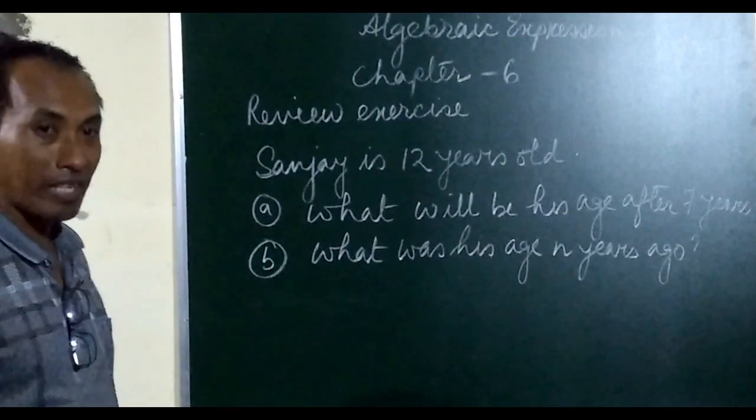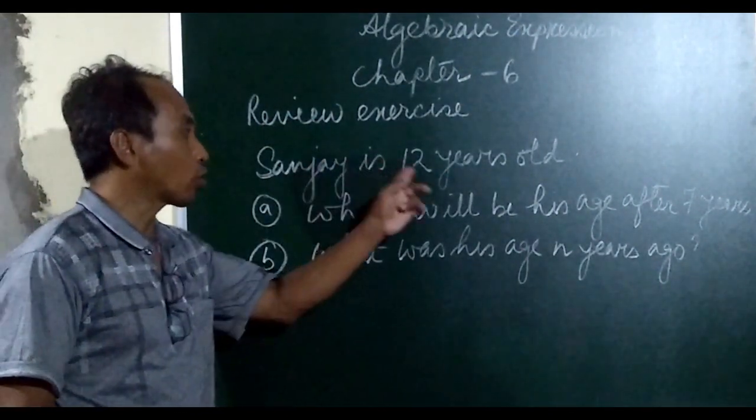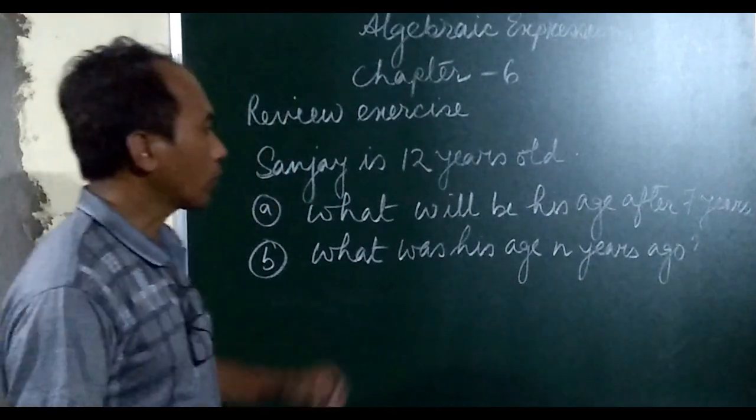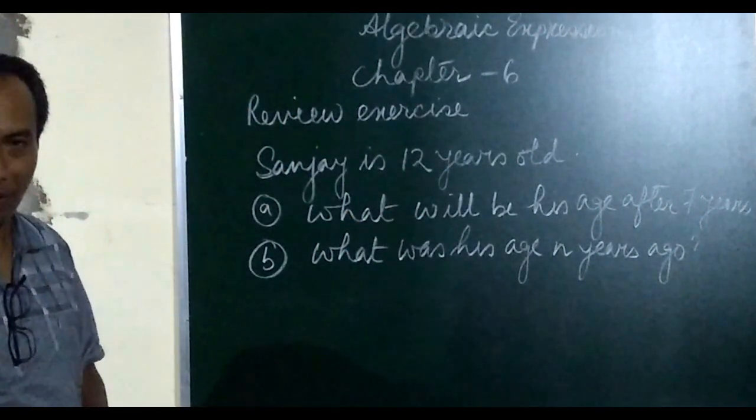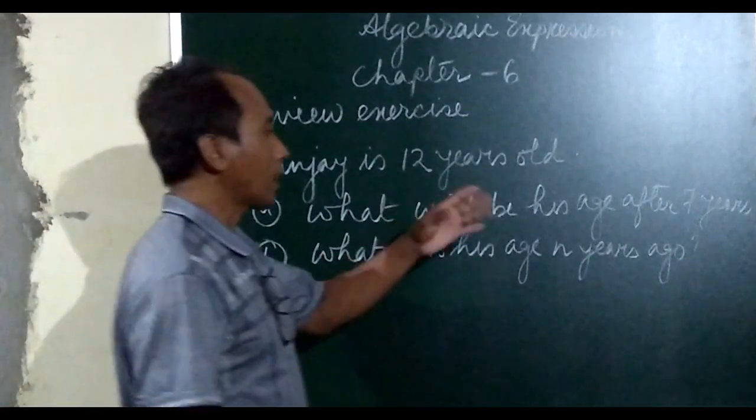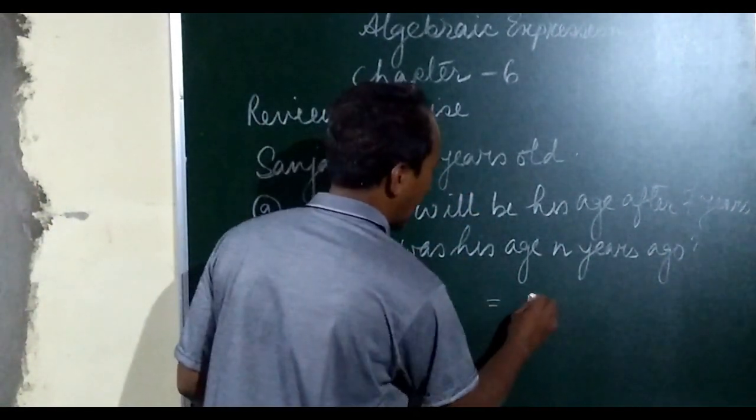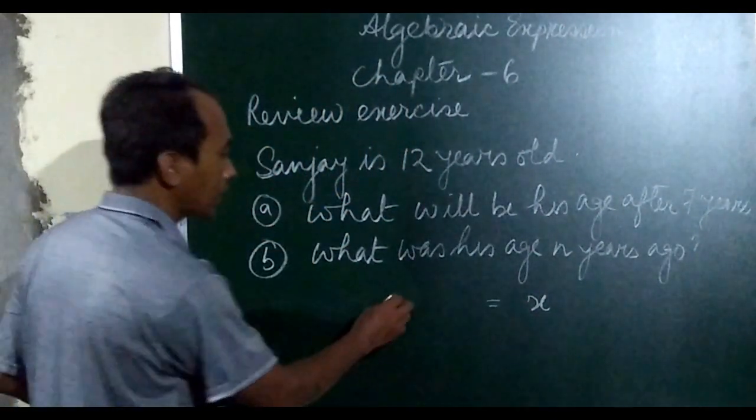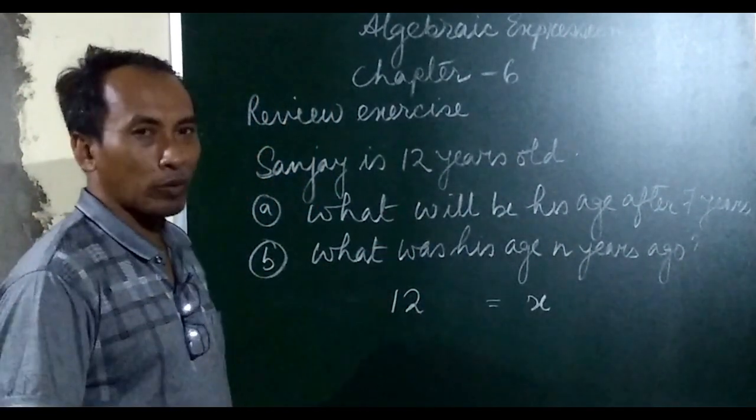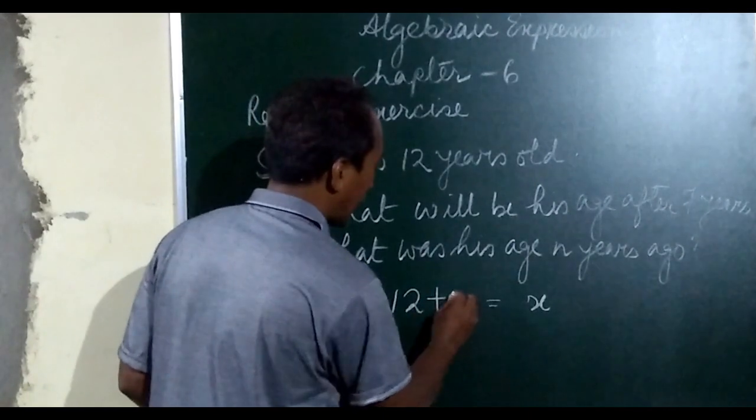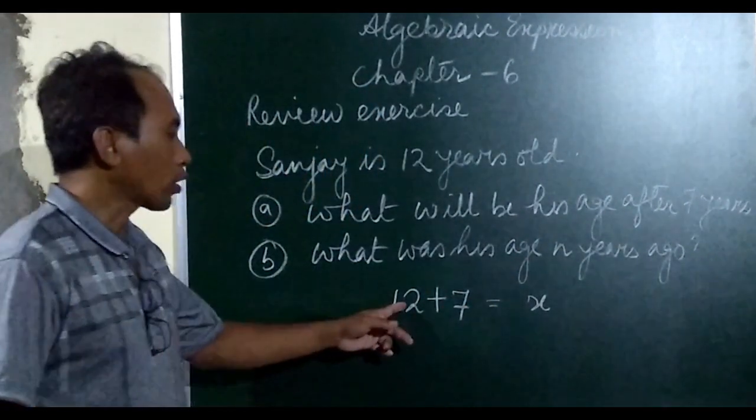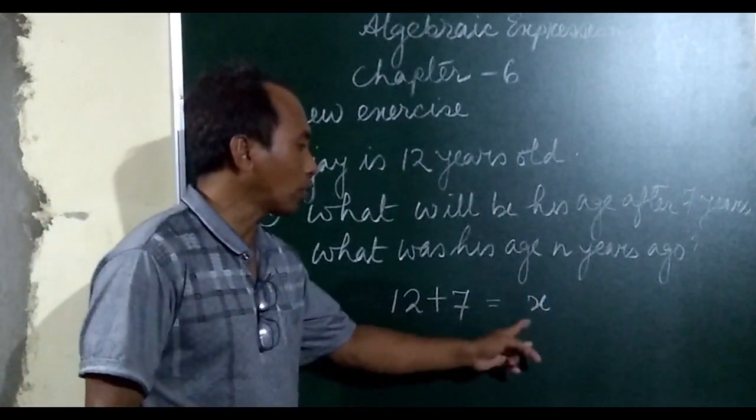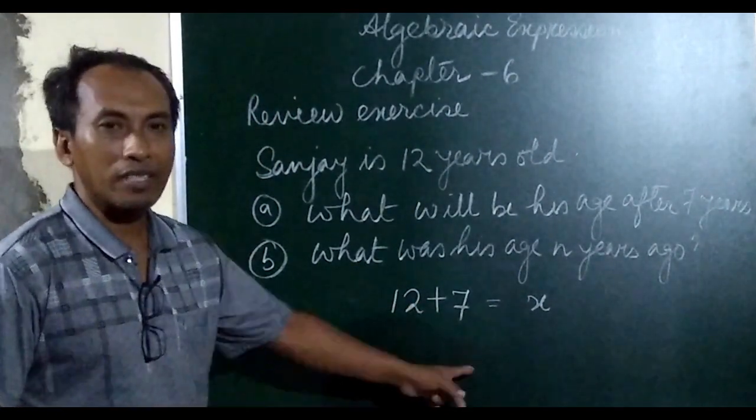Now let us review some exercise. Here a question is given: Sanjay is 12 years old. What will be his age after 7 years? So we do not know his age after 7 years, so we are going to consider his age after 7 years as x, or we can take it as a. Present age is 12. After 7 years it will be added. So 12 plus 7 equals x. So we came to know the value of this unknown quantity x: 12 plus 7 is 19.